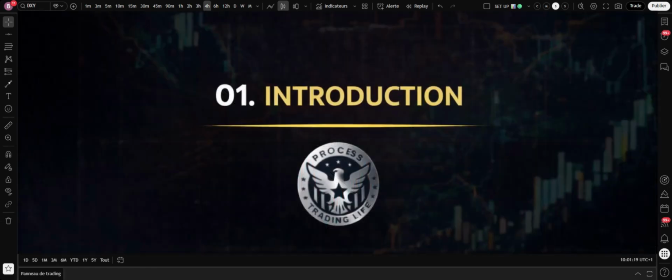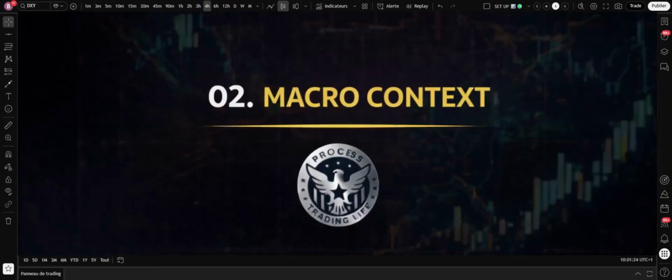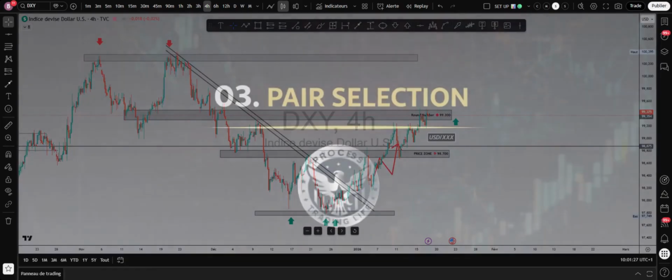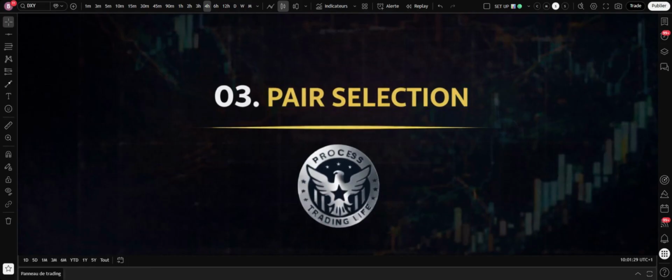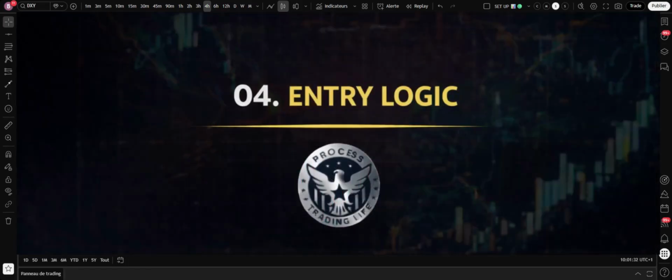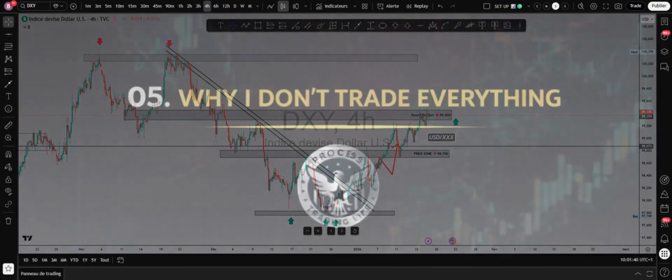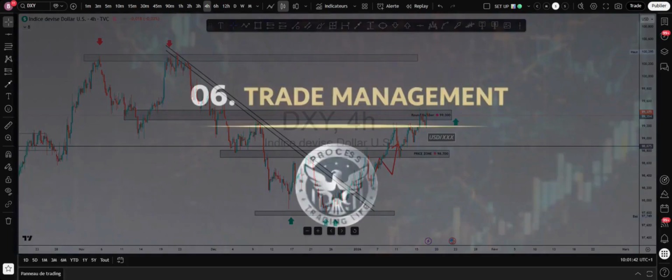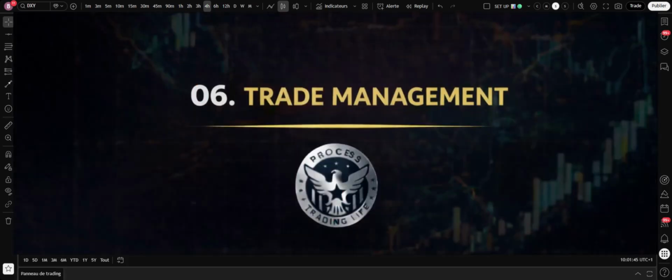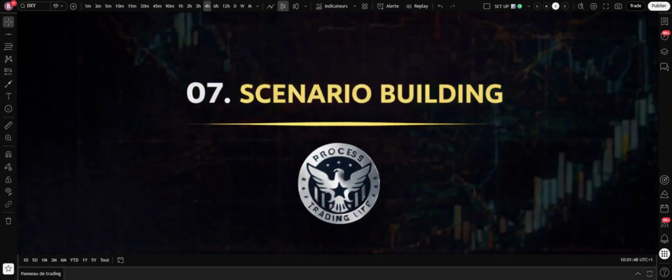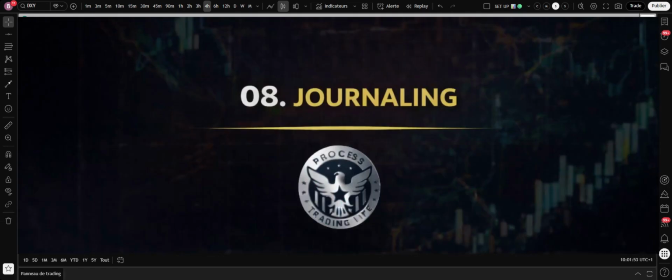So in the first part we'll look at the introduction, in the second part we'll cover the macroeconomic context, in the third part we'll go over the selection of currency pairs, in the fourth part we'll discuss the logic behind entering a position, and in the fifth part we'll see why I don't trade all currency pairs. In the sixth part we'll look at market structure. In the seventh part we'll cover scenario building.